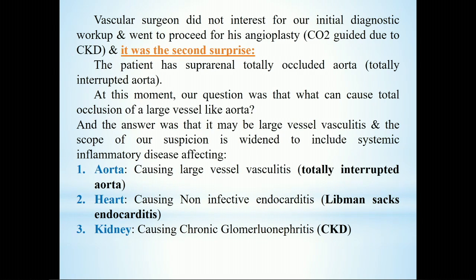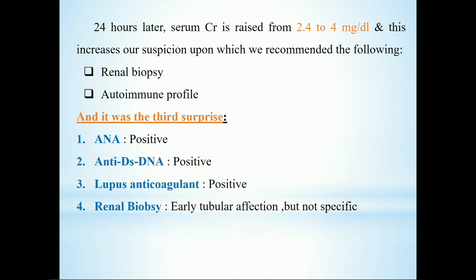And this suspicion widened our scope of diagnosis to include a systemic inflammatory disease affecting the aorta, causing large vessel vasculitis and a totally occluded aorta, maybe. The heart, causing a non-infective endocarditis, which is Libman-Sacks endocarditis, maybe. Affecting also the kidney, causing chronic glomerulonephritis, causing chronic kidney disease.